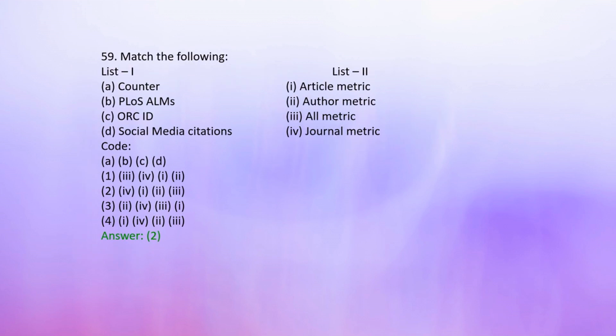Matching list 1 COUNTER, list 2 article metric, list 1 PLOS ALMs, list 2 author metric, list 1 ORCID, list 2 altmetric, list 1 social media citations, list 2 journal metric. And correct answer is 2, means A, COUNTER goes on journal metric. B, PLOS ALMs goes on article metric. C, ORCID goes on author metric. And D, social media citation goes on altmetric.